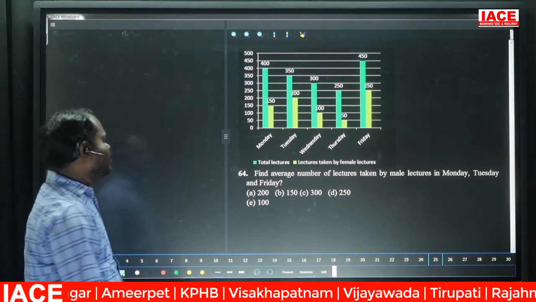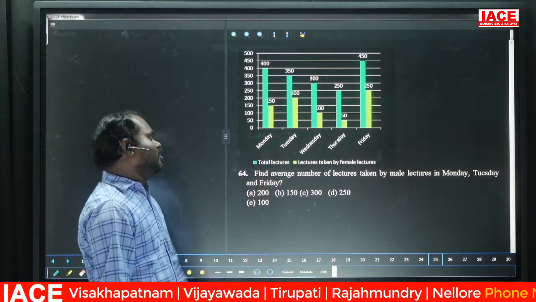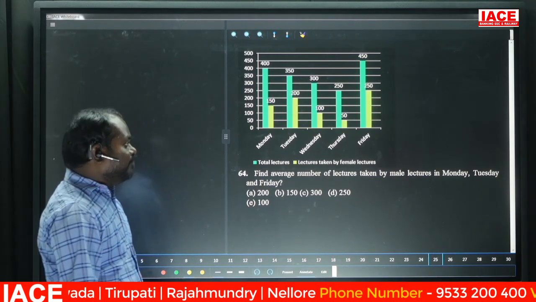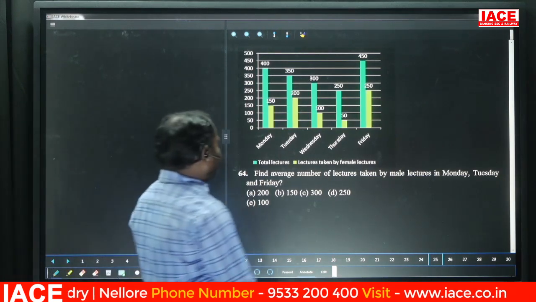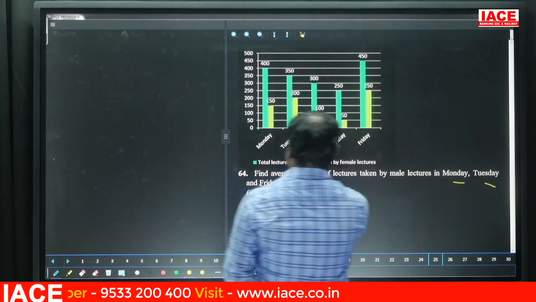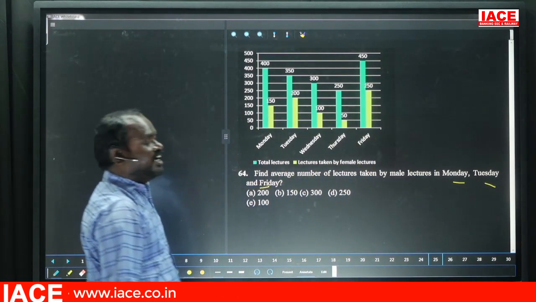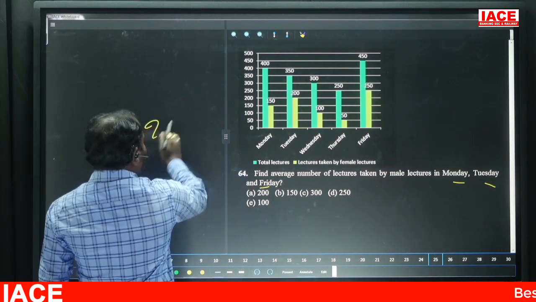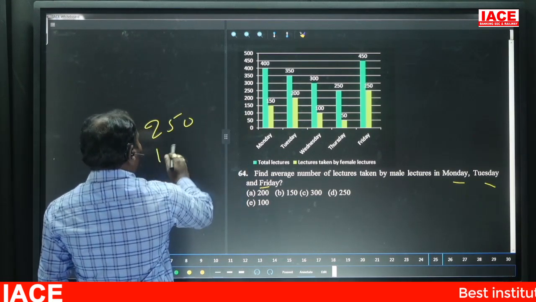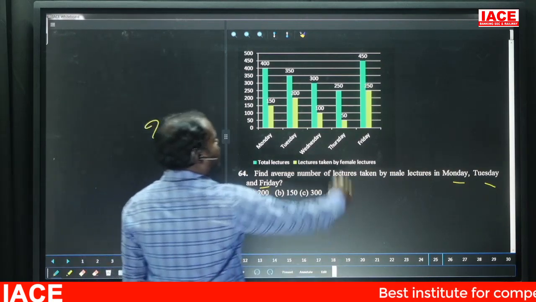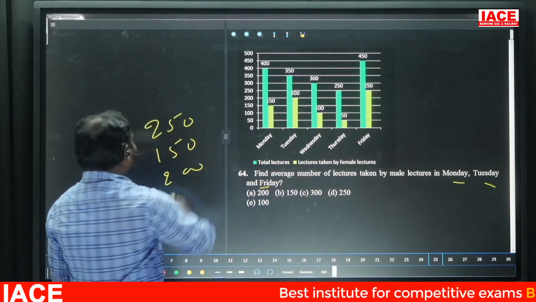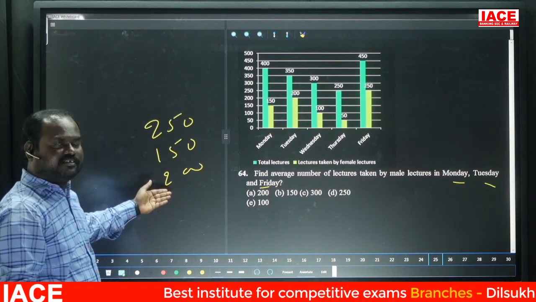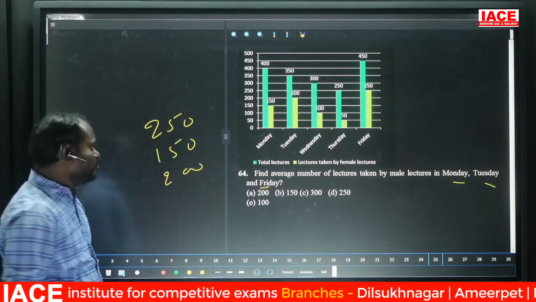64. Find average number of lectures taken by male on Monday, Tuesday, Wednesday. Sorry, Monday, Tuesday and Friday. Monday 250, Tuesday 150 and Friday is 200. The total is 600, average is 600 by 3, nothing but 200.